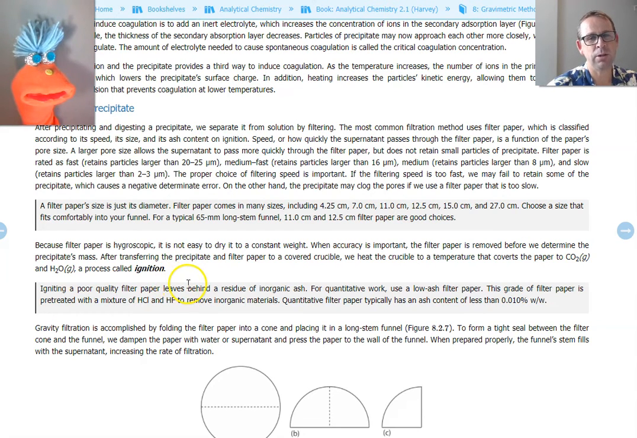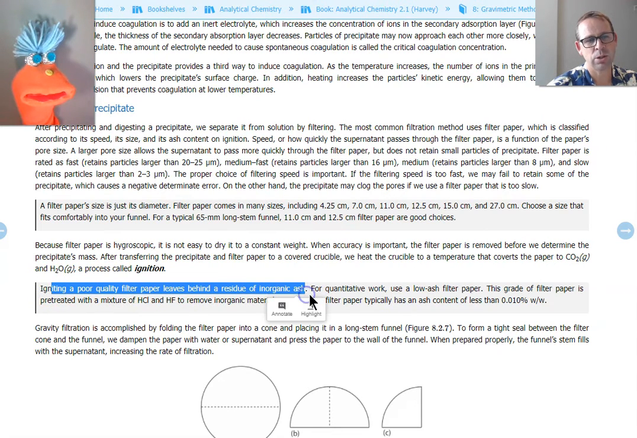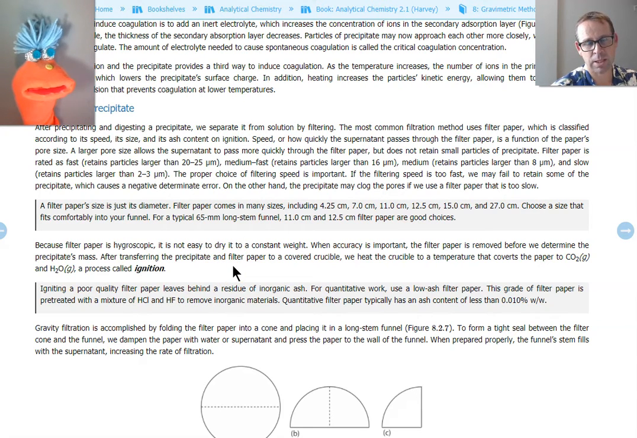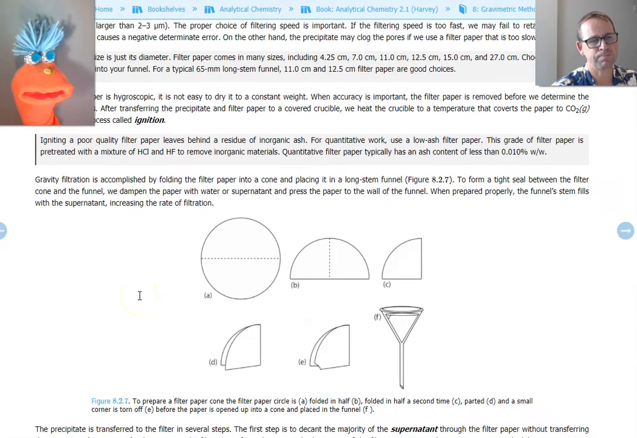You have to have very good paper for this specifically. Poor quality paper will leave behind inorganic ash. So you want paper that's good for ignition, right? And if you're going to perform this, you also have to make sure you have enough space and oxygen flow to allow the ignition to come to completion.